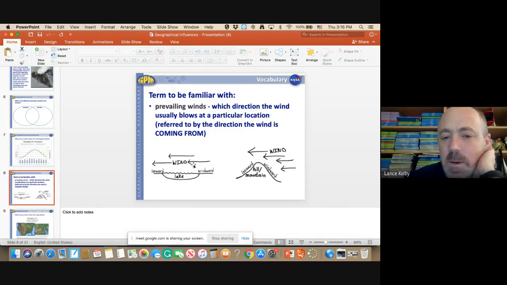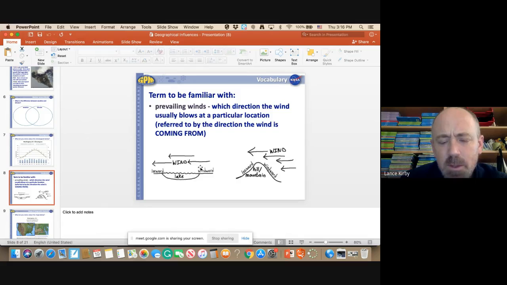A couple other things we talked about is how this term prevailing winds is going to be important. It says it's the direction with which the wind usually blows. So like Iowa, we have westerly winds. That would mean the wind typically comes from the west, but we know it can come from lots of different directions too.